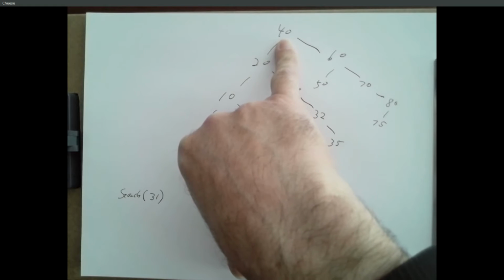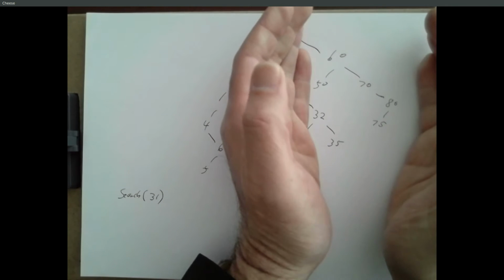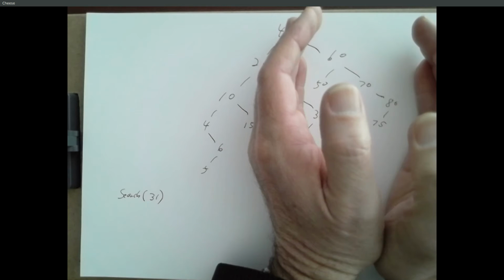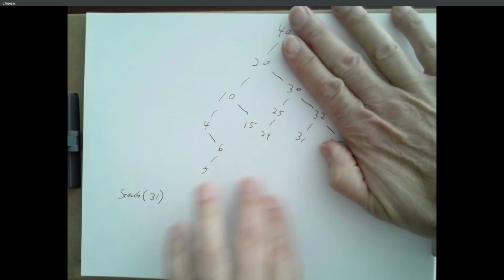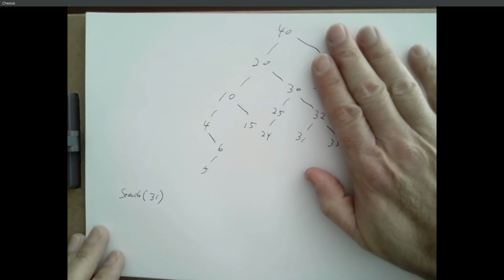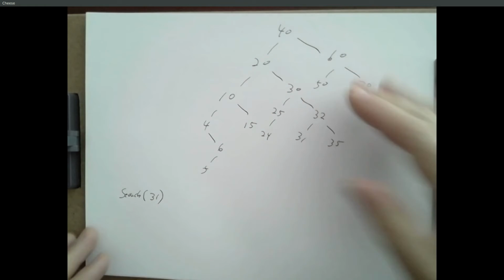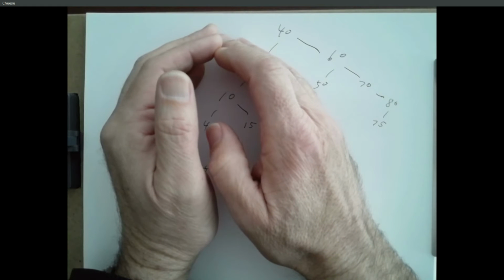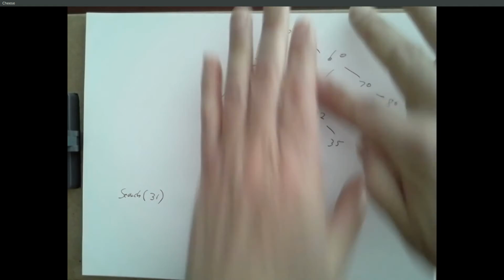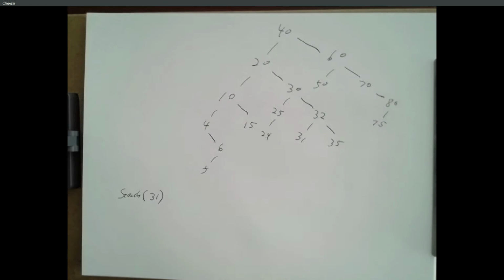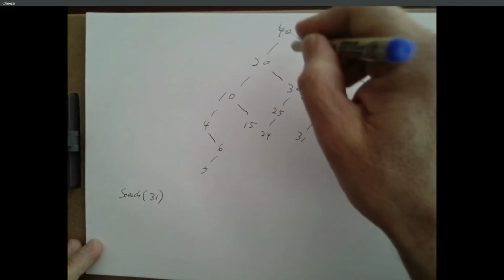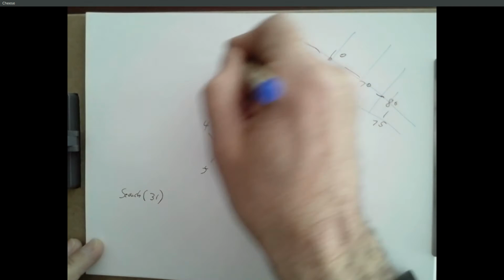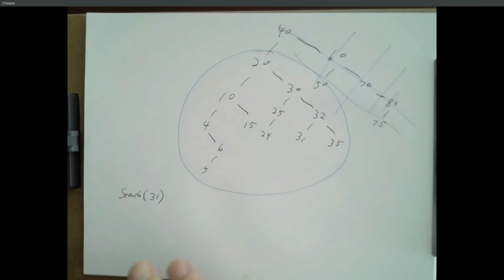Is 31 bigger or smaller than the root? If 31 was smaller than the root, we never have to check anything to the right, because everything to the right is bigger. So we could say, well, let's just search this subtree. If 31 was bigger than 40, we'd never have to check anything to the left, because anything bigger than 40 has got to be in this right subtree. Okay, 31 is smaller than the root, so we basically say we don't care about any of this stuff. If 31's in our tree, it's somewhere in this subtree.